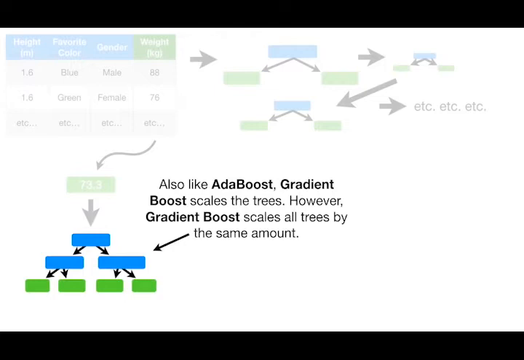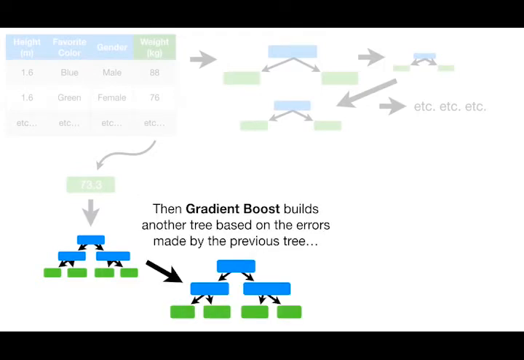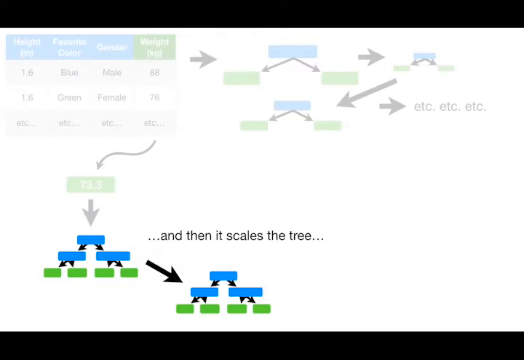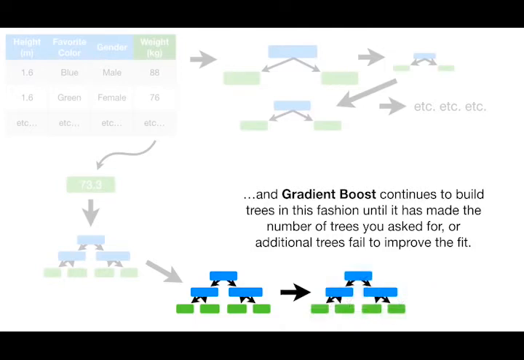Also, like AdaBoost, Gradient Boost scales the trees. However, Gradient Boost scales all trees by the same amount. Then Gradient Boost builds another tree based on the errors made by the previous tree. And then it scales the tree. And Gradient Boost continues to build trees in this fashion until it has made the number of trees you asked for or additional trees fail to improve the fit.